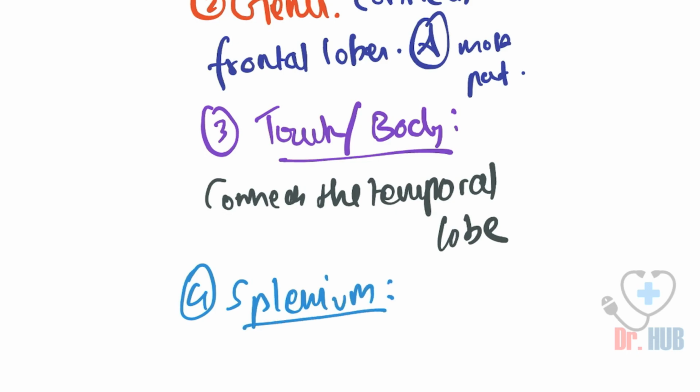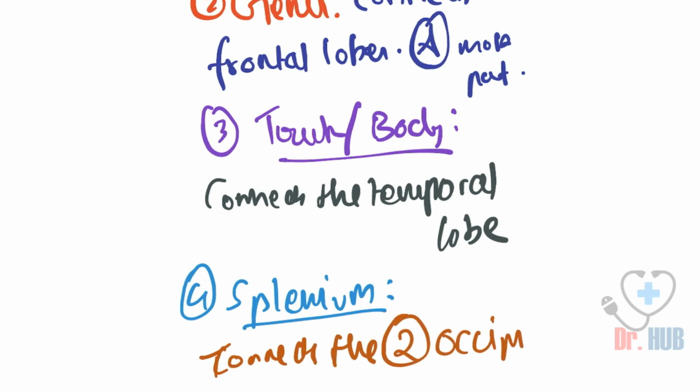So what is the splenium? The splenium connects the two occipital lobes. Another thing to know is that the splenium is the thickest.